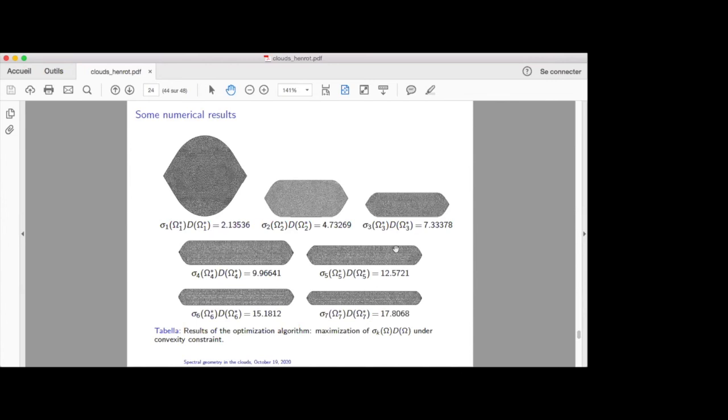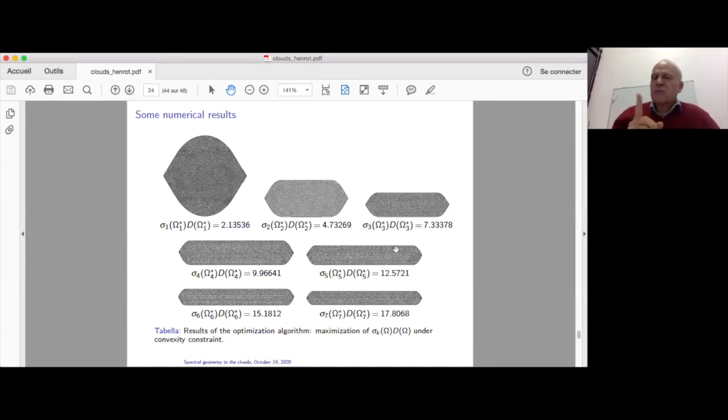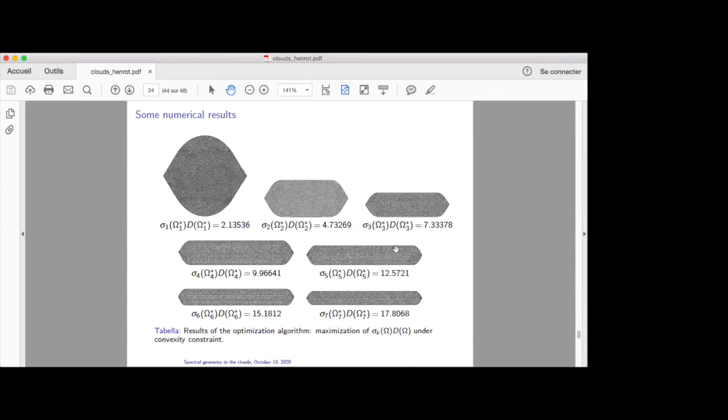So the oscillations on the boundary, that's for the Dirichlet case, right? No, this is for Steklov. But when you consider an area constraint instead of a diameter constraint, I have no picture here, but you have something which looks like a disk with a very regular small oscillation on the boundary when you maximize sigma k with a constraint on the area of the domain. So right now, here, the first picture is constant width, right?